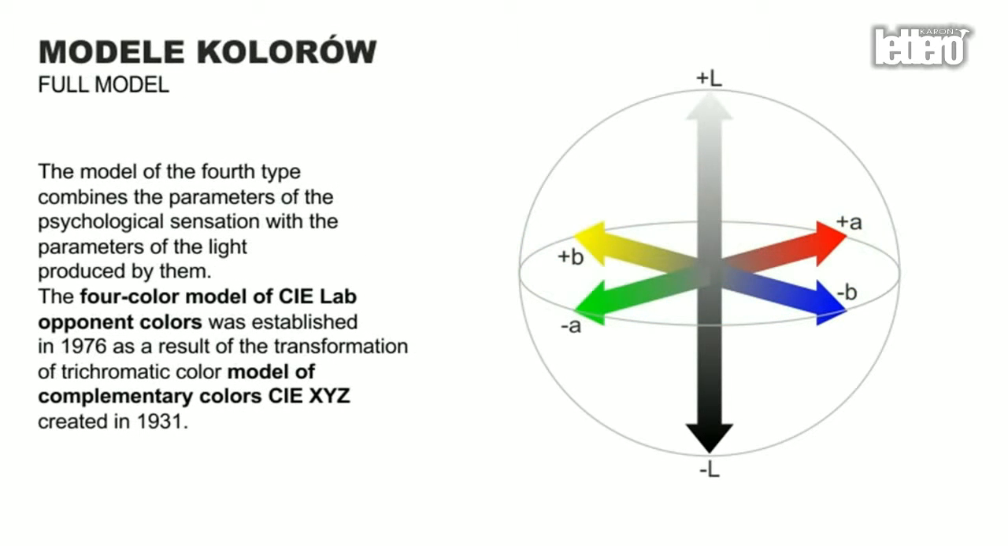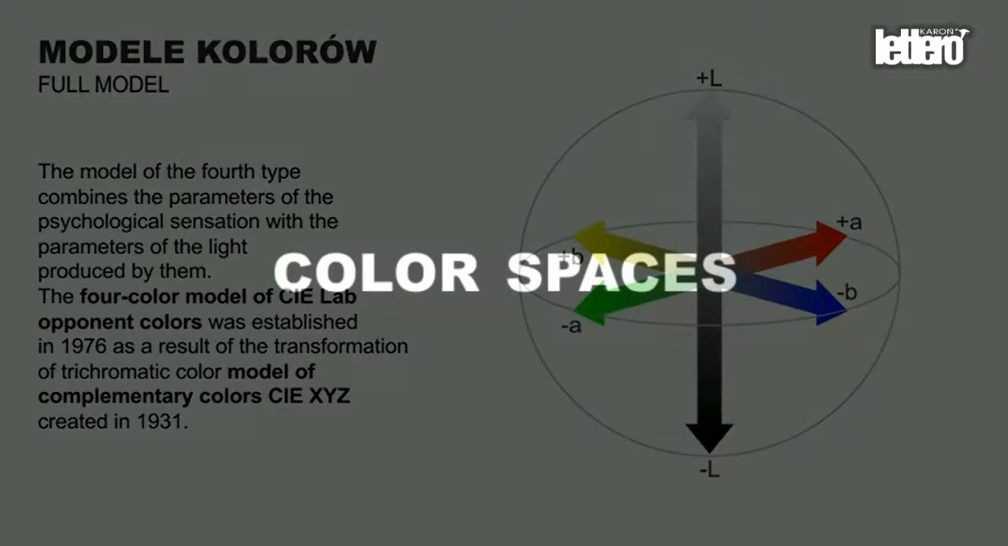Full model. The fourth kind of model combines the parameters of mental experience with the parameters of the light evoking it. The CIE Lab 4-colour model of opponent colours was established in 1976 out of the CIE XYZ trichromatic colour model of complementary colours created in 1931.